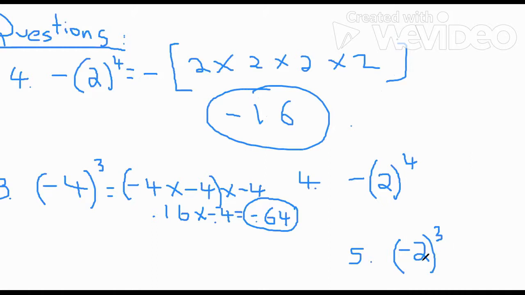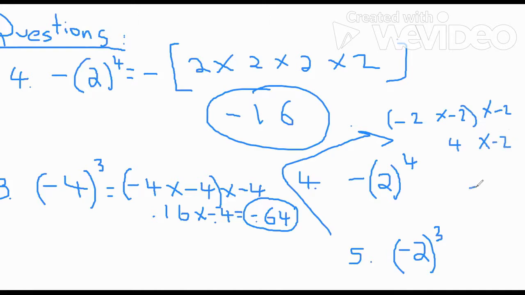But if you look at number 5, what do you notice? The negative is inside, don't you? Right. So for number 5, it's going to be -2 times -2 times -2. And those two -2 give +4, and +4 times -2 gives -8. So it's inside the bracket, you operate it with the exponent.